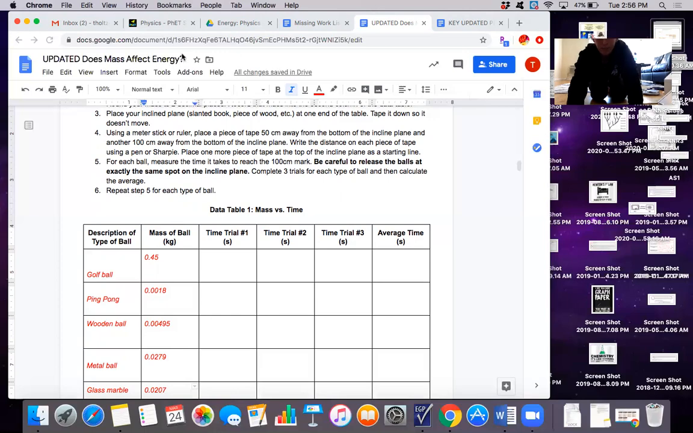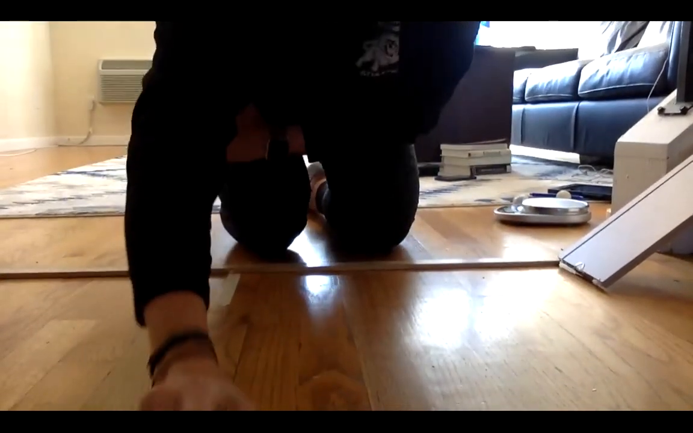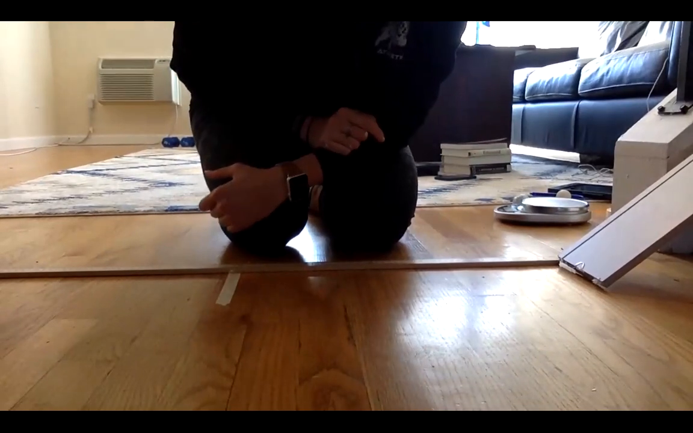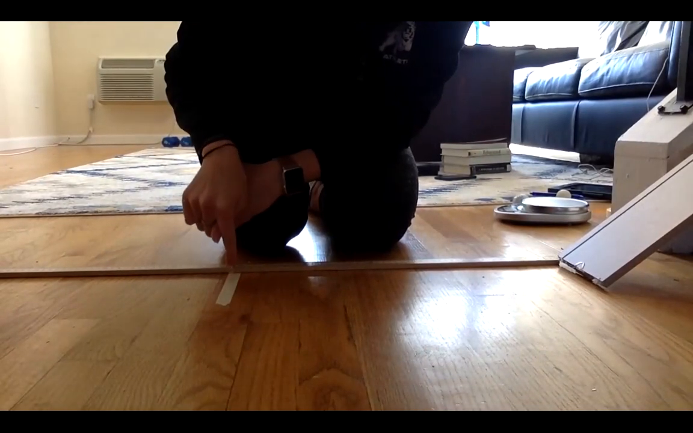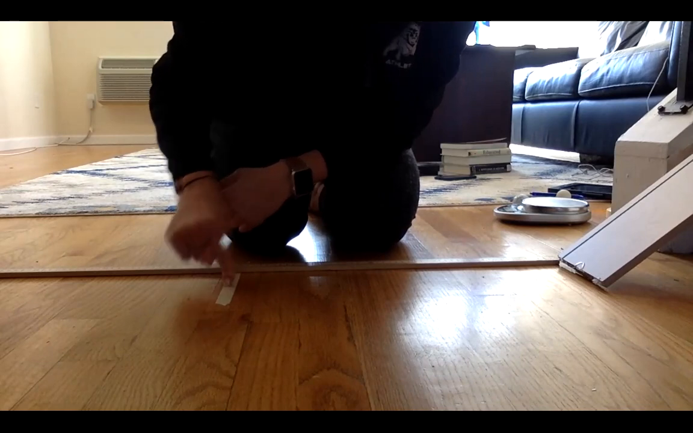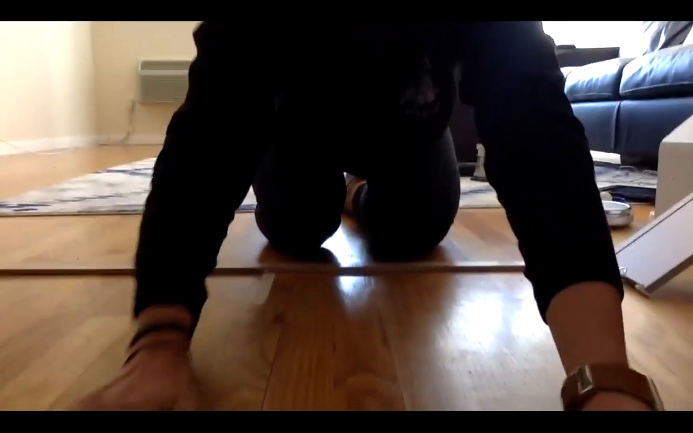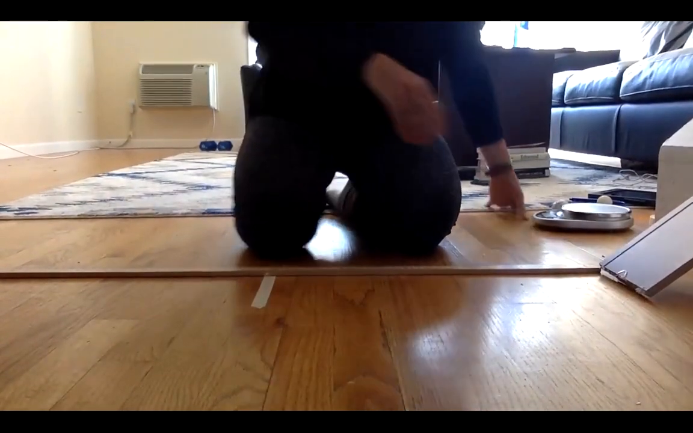I'm gonna stop sharing for just a second. Okay. Now, on your iPad, I'm gonna say 3, 2, 1, go. And when I say go, you wanna start your timer. And when it hits this line, you wanna stop your timer. This line of the 100 centimeters is our backup line, okay? But that's only if we can't make it to 50 centimeters.